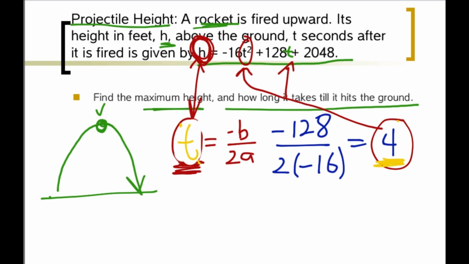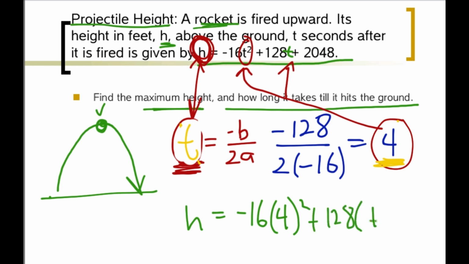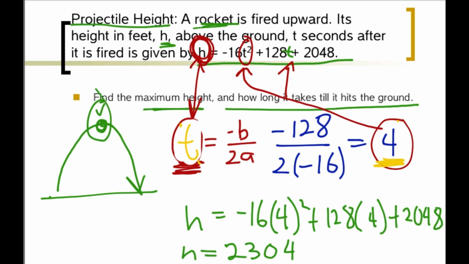Okay, so I take my 4 and plug it in for t, and that's going to give me my height, my y value of the vertex. So I'm going to get my height is equal to negative 16 times 4 squared plus 128 times 4 plus 2048. Okay, and then I just punch that into my calculator, and that should give me a height of 2,304. Okay, that's my height. So that's the maximum height of my projectile. So that's way up here.